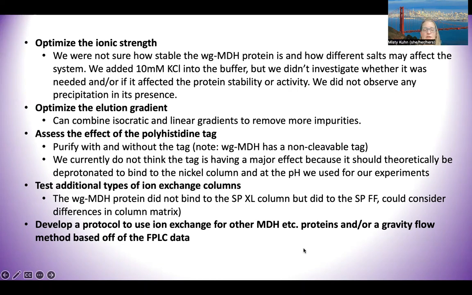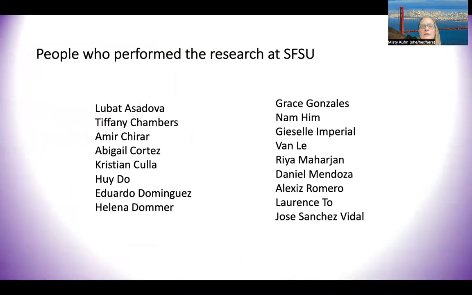Ultimately, I think that in order for this to become accessible to other people and other schools, we need to translate what we've learned with the FPLC into a gravity flow sort of method. And I think that it's possible that you could maybe even use some of the initial information that we have for those different kinds of columns and build out what a gravity flow procedure might look like.